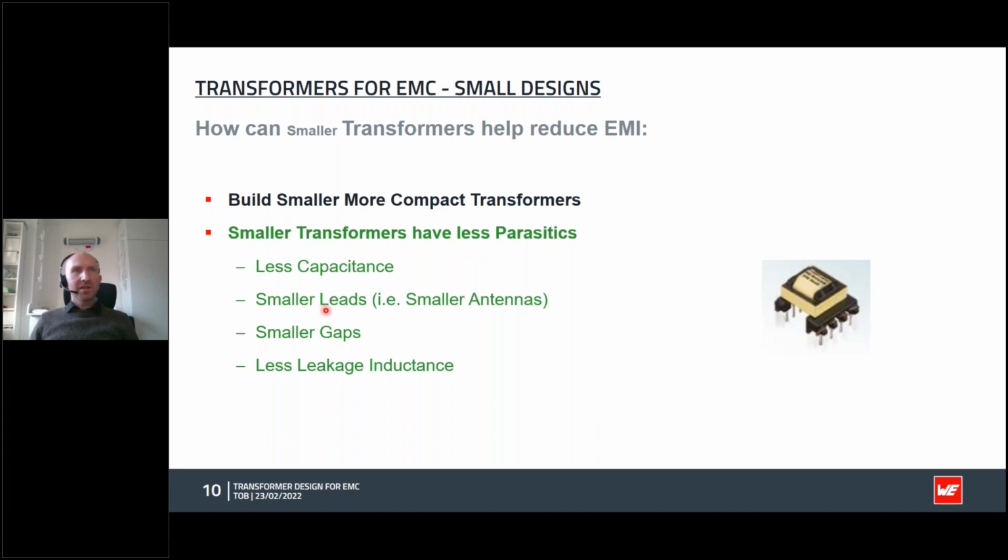We have shorter, smaller leads, so smaller antennas on the leads themselves and in the windings, a smaller air gap internally, and we have less leakage inductance because basically it's smaller, and there is better coupling between the primary and the secondary just based on the geometric size of the thing. So we end up with less parasitics, which will ultimately mean less conducted and less radiated noise.